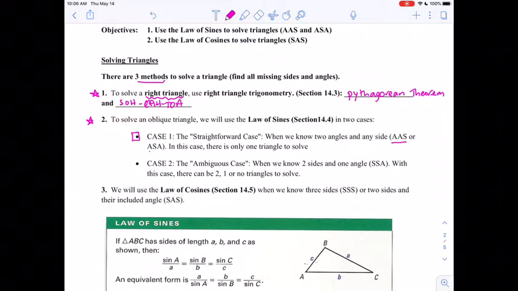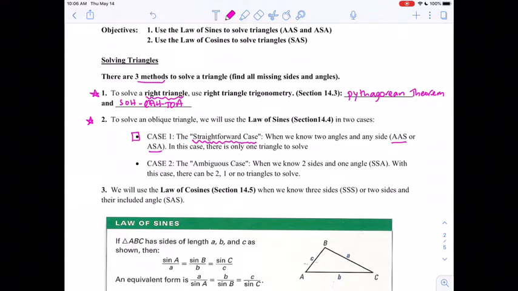Think back to geometry from last year. If you're given two angles of a triangle, can you figure out the third? The answer is yes. Simply by subtracting the sum of the two angles from 180, we would be able to find the third angle. So this is what leads us to conclude that this is a straightforward case.